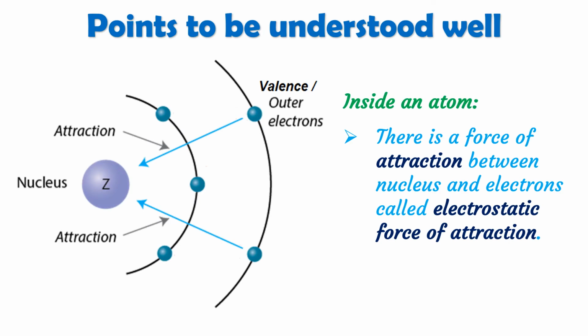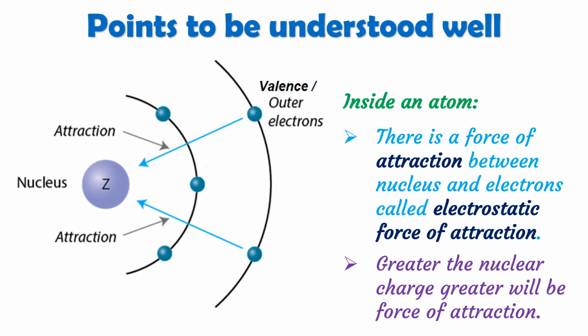Points to be understood well. Inside an atom, there is a force of attraction between nucleus and electrons, called electrostatic force of attraction. The greater the nuclear charge, the greater will be the force of attraction. You may say that the greater the number of protons, the greater will be the force of attraction for the outermost or valence shell electrons.